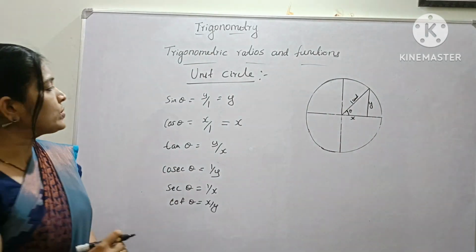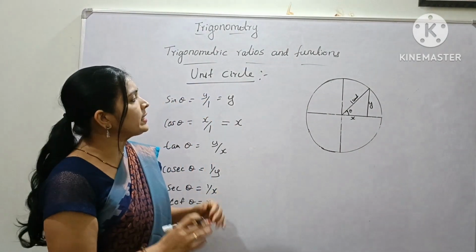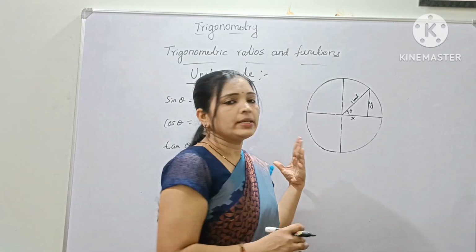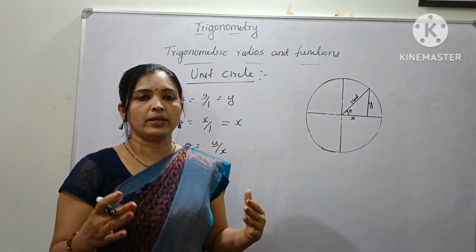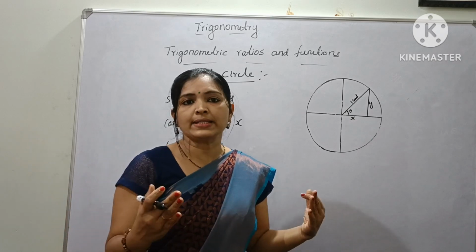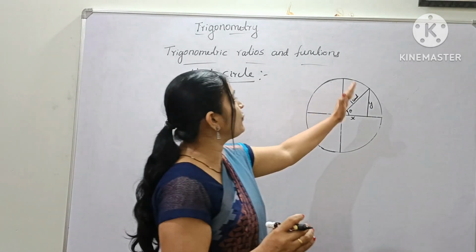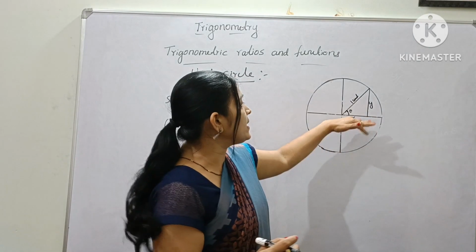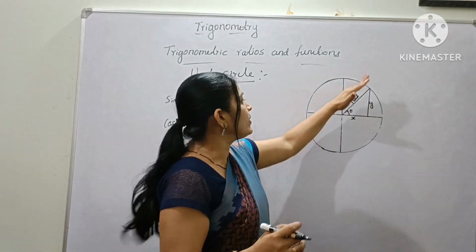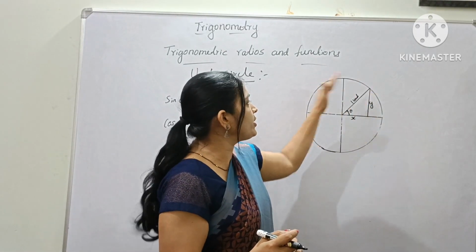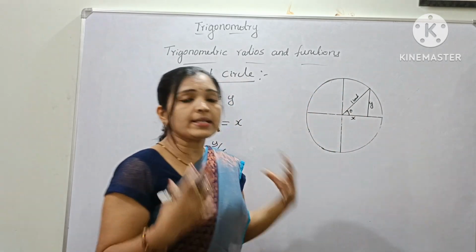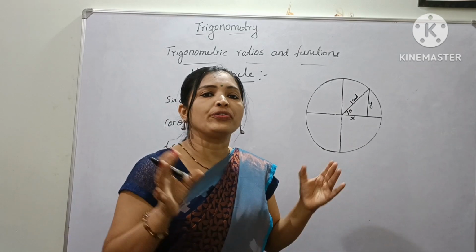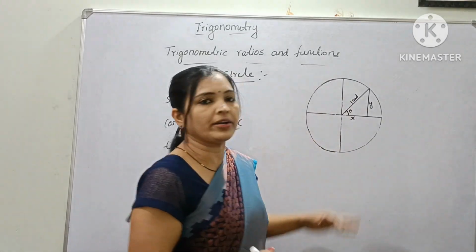Okay, now see here. These six trigonometric functions are different, they have different signs in different quadrants. See here in this circle we can see 4 quadrants: first quadrant, second quadrant, third quadrant, fourth quadrant. So these 6 trigonometric functions have different signs in different quadrants.